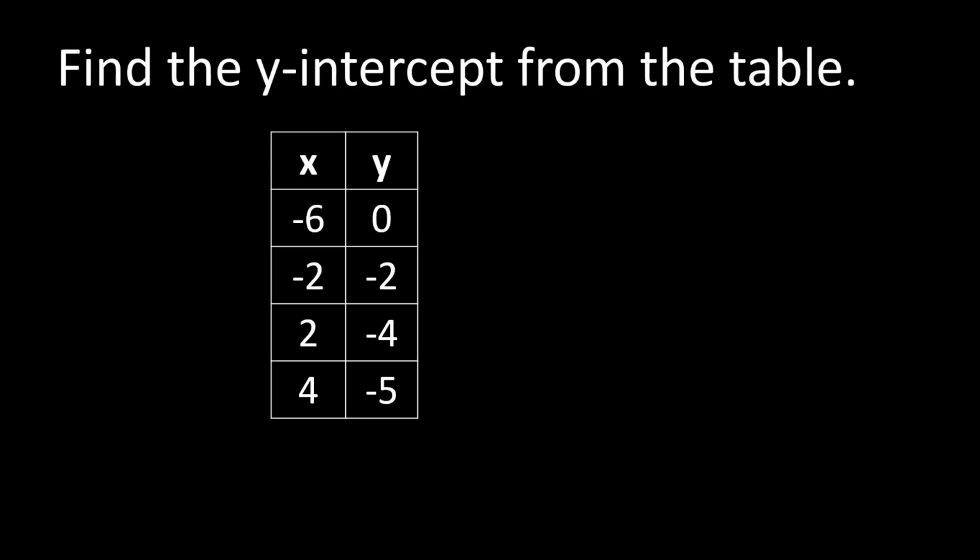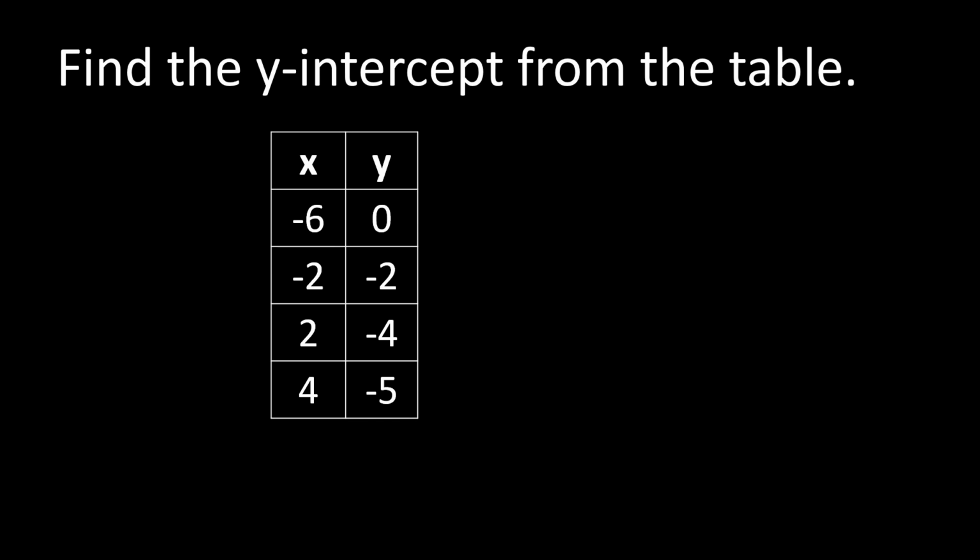We're going to find the y-intercept from this table. The table represents points that are on a line, and our y-intercept is the point on that line where the line crosses the x-axis. So it's the y value when x is 0.